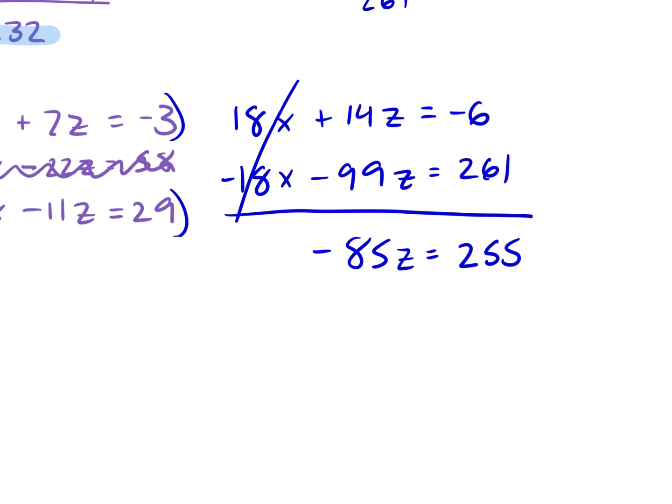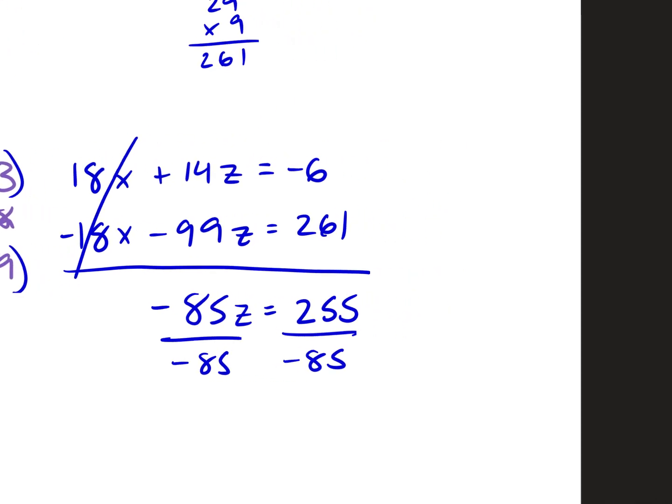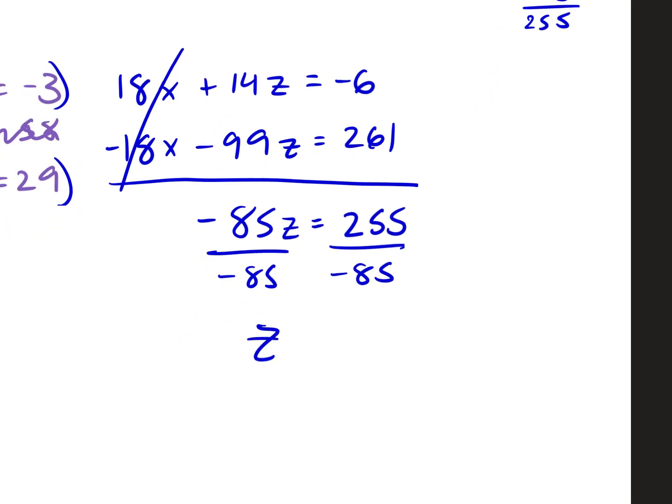All right, let's divide. So 255 divided by 85, I think it's 3. I'm going to write it on the side here just to be super sure. 3 times 5 is 15. 3 times 8 is 24. Plus 1, 255. Thank goodness. So z is equal to negative 3.